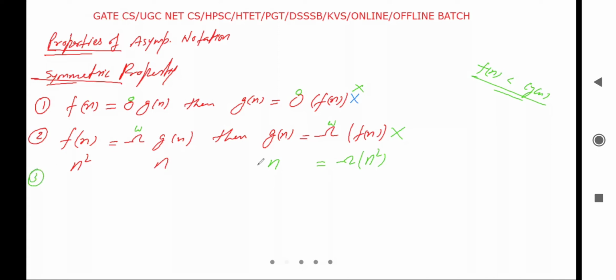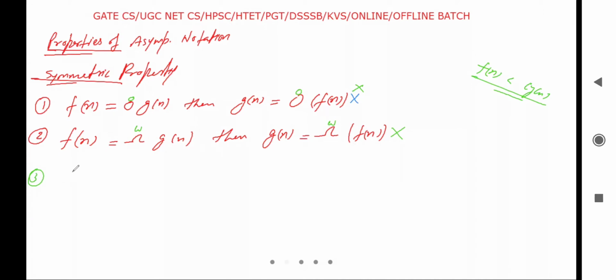Next one, let me rub this one. So in case of big O, it is not satisfying. In case of small o, it is not satisfying. In case of omega, it is not satisfying. In case of small omega also, it is not satisfying. Then what about the theta notation?